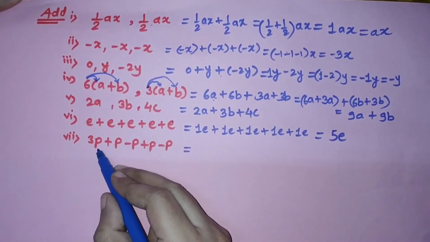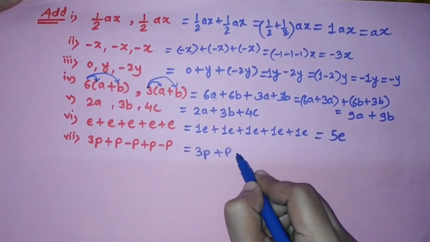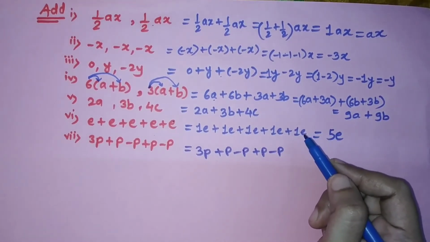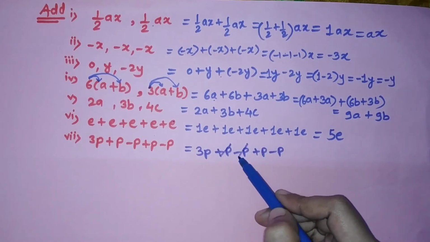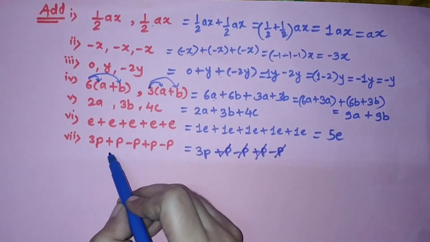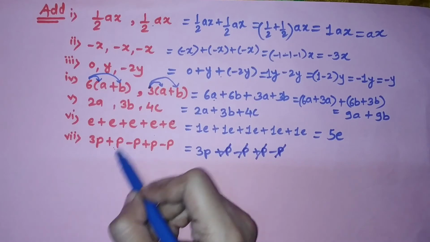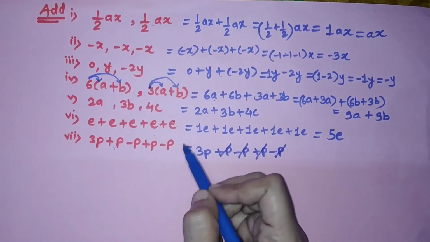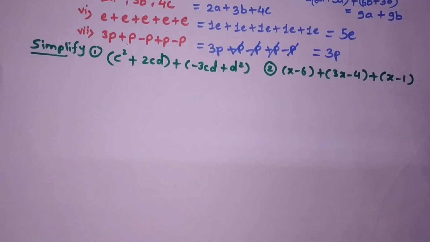Next you need to add 3p plus p minus p plus p minus p. Friends, you can add or subtract like terms. Here plus p you can cancel with minus p. This plus p you can cancel with this minus p. Actually what you are doing here is 1p, and here minus 1p. It's the additive inverse, so they will cancel. Again here is a plus 1 and here a minus 1. Again they will cancel. So finally you are left with 3p.